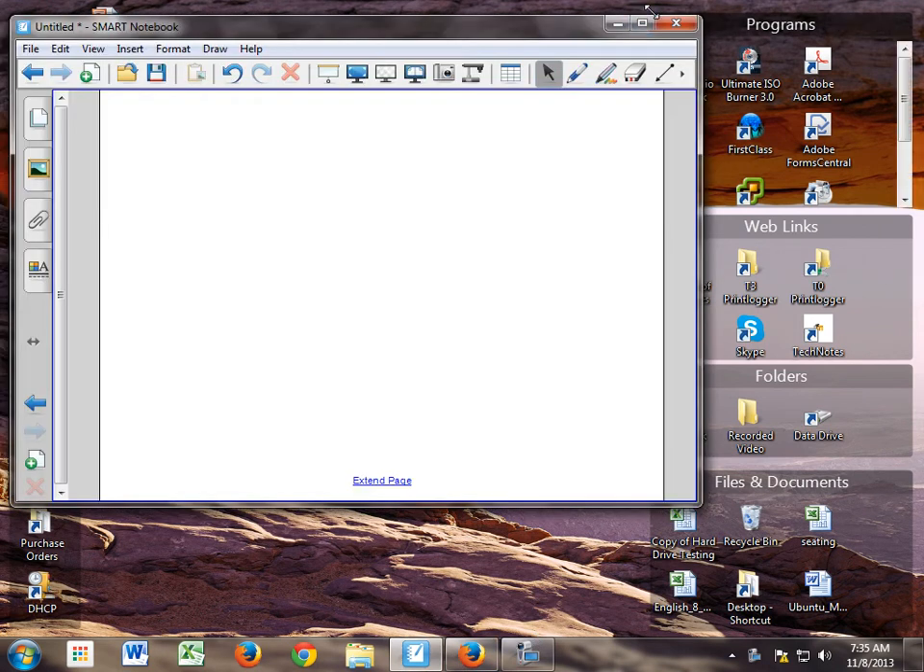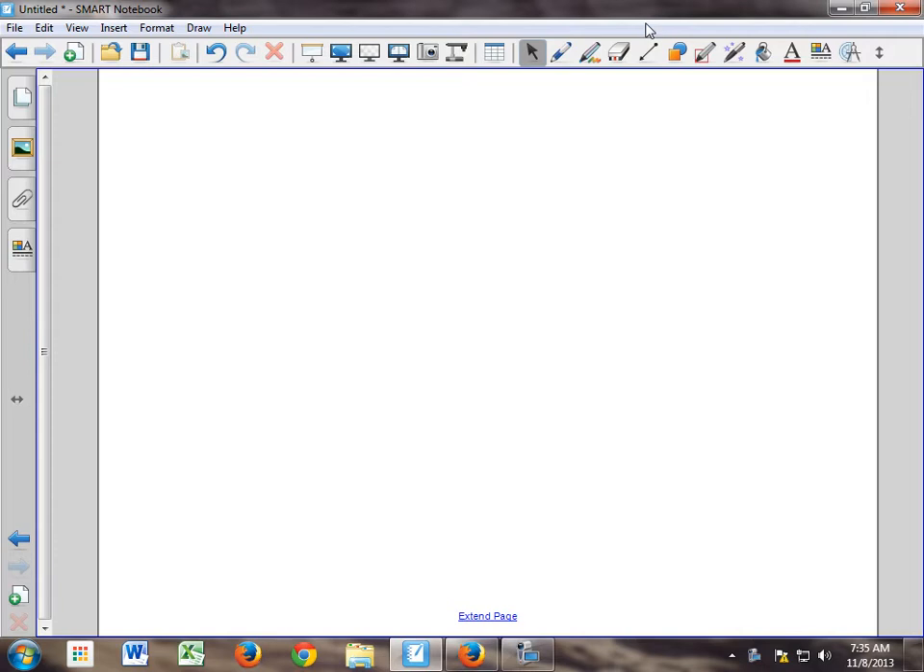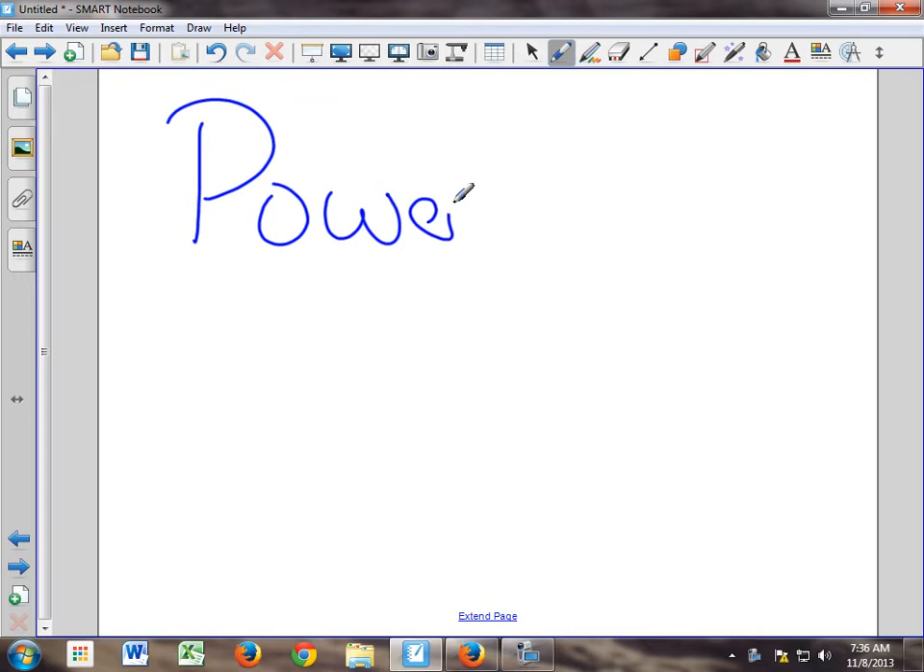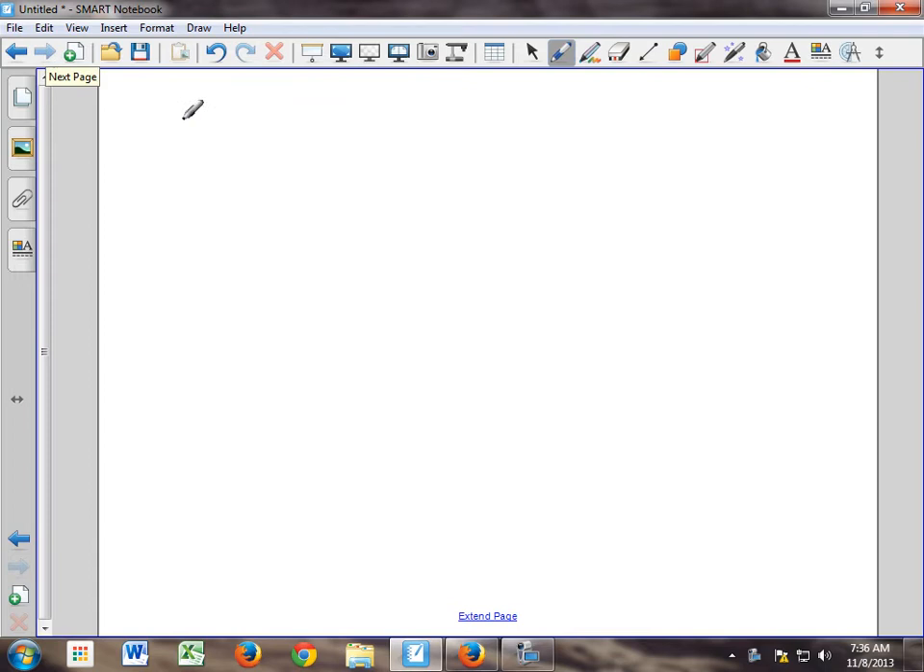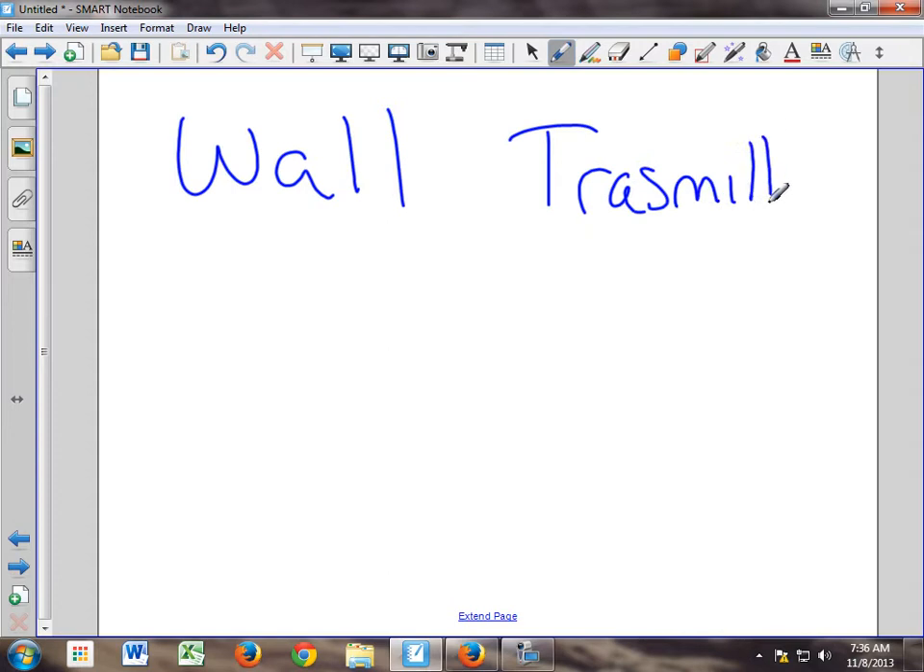Okay, so this chapter is on power. And obviously all this stuff is related to power as it relates to the personal computer, right? So let's start from the beginning. Wall outlet power. We have wall power that is transmitted from outer space to our wall outlet, right? What kind of power is transmitted to us?